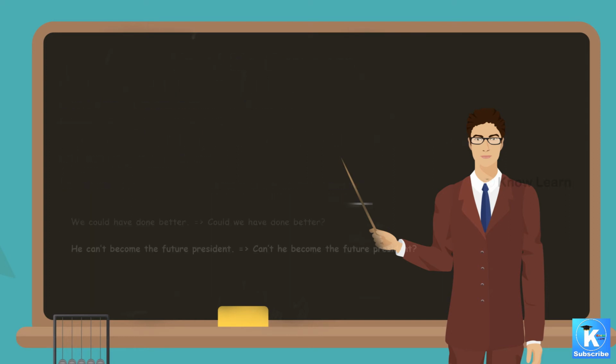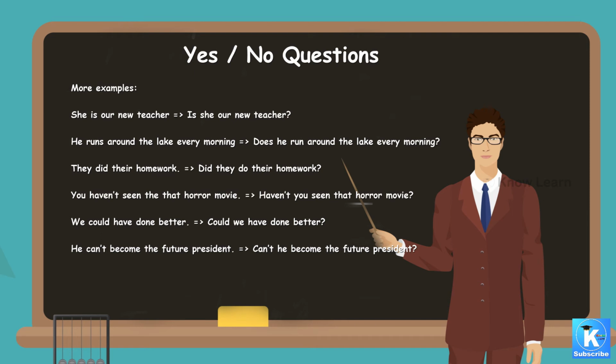More examples. She is our new teacher becomes is she our new teacher? He runs around the lake every morning becomes does he run around the lake every morning? They did their homework becomes did they do their homework? You haven't seen that horror movie becomes haven't you seen that horror movie? We could have done better becomes could we have done better? He can't become the future president becomes can't he become the future president?